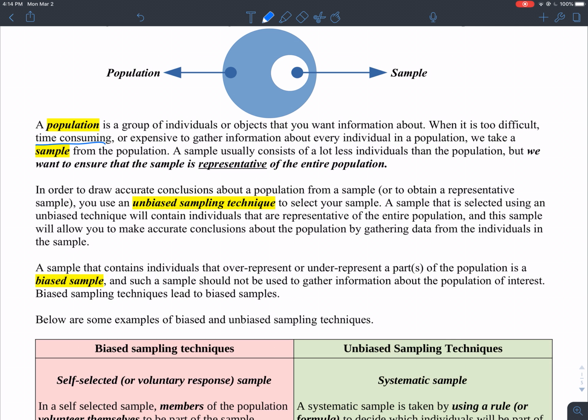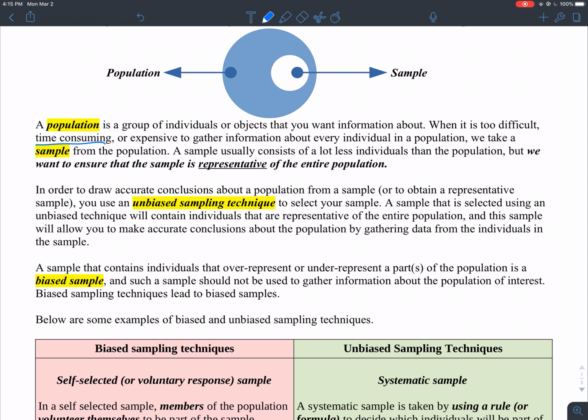And so it says in order to draw accurate conclusions about a population from a sample, or to obtain a representative sample, in other words, to take a good sample, we call a good sample unbiased or representative, okay? You must use an unbiased sampling technique. So the way that I go about picking these people for my sample must be unbiased, all right?